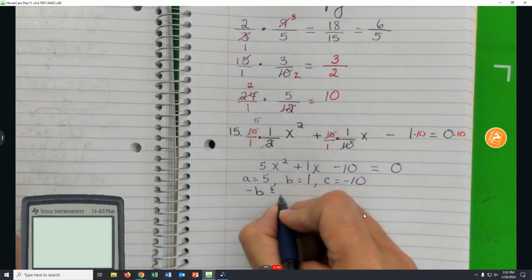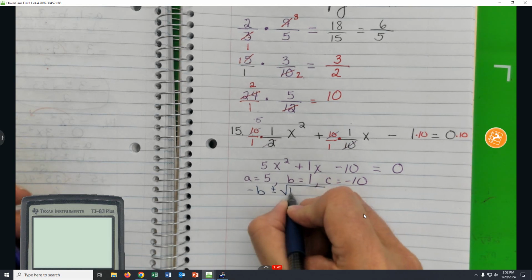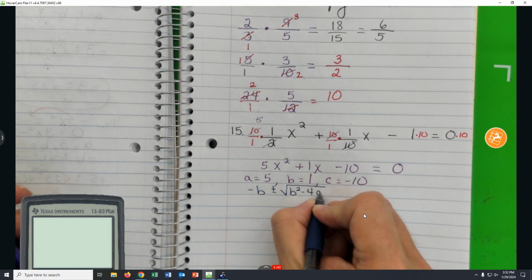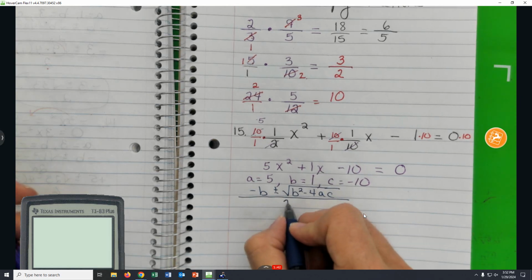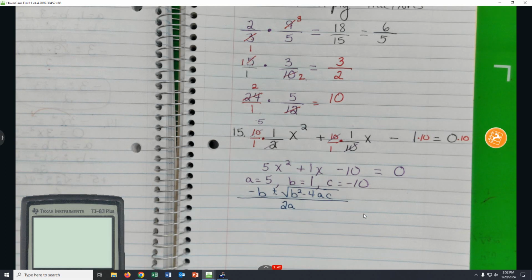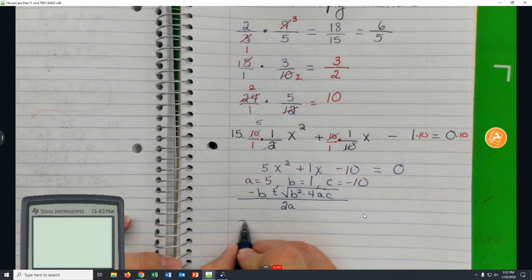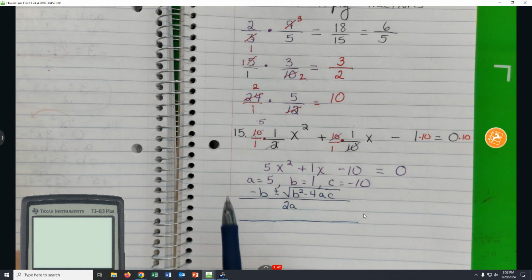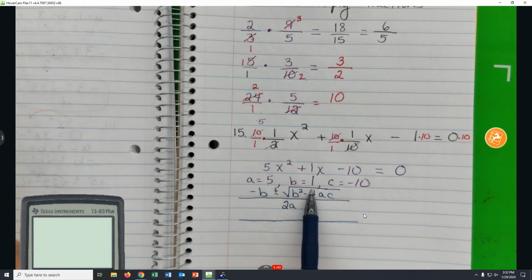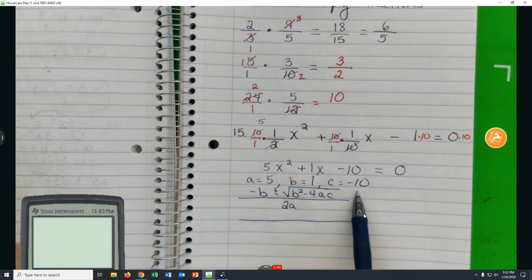You can multiply both sides of an equation by any number other than 0. Why would you multiply it by 0? Because then you're going to get rid of everything. So plugging into the quadratic formula, y'all caught up? Y'all see why I got a equals 5, b equals 1, c equals negative 1 over 10?